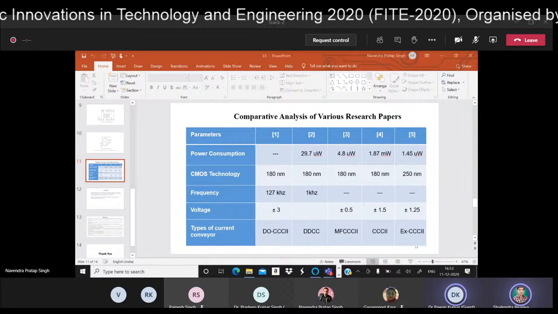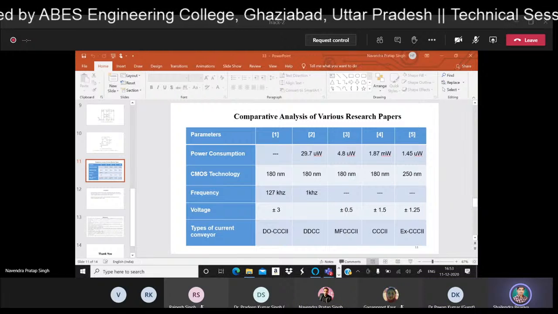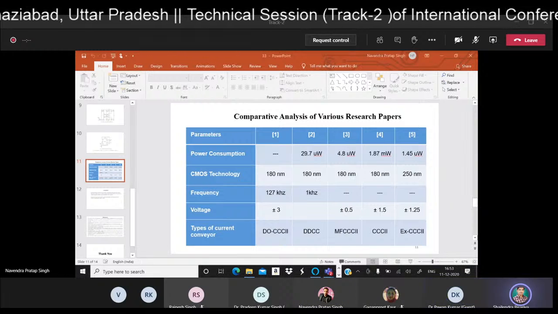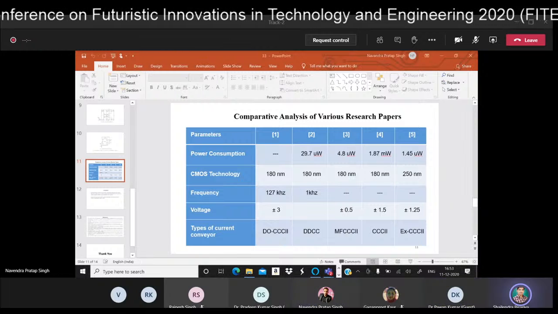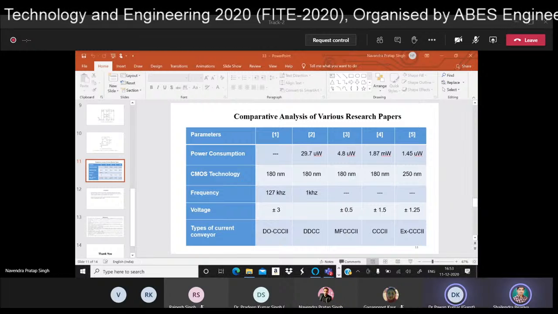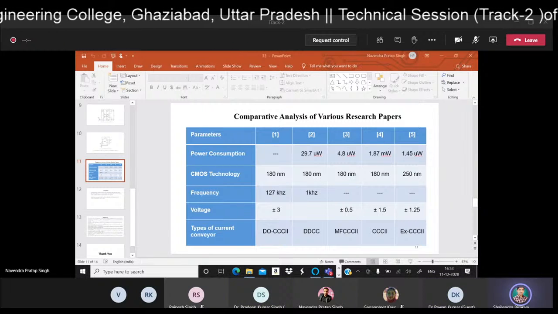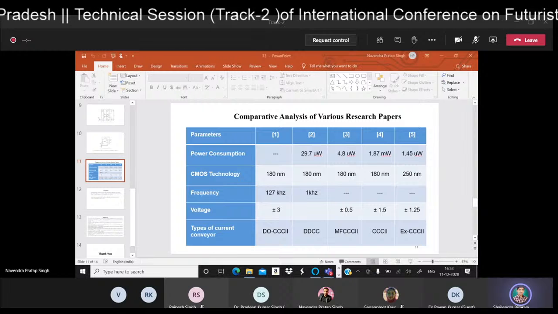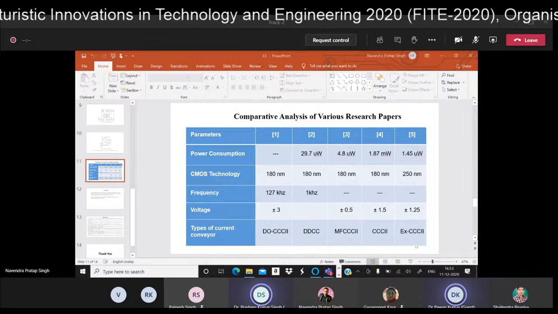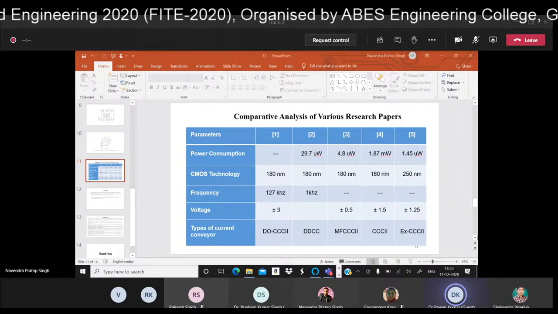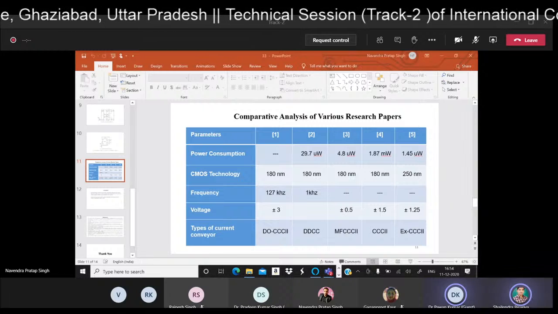So actually the ultimate aim is to design the latest multifunction filter, and that work has also been done by my students, and they will present that paper very soon. We have also derived the results for the latest technology. This is the purpose basically. Means you are stating here that in reference 1, the CMOS technology used included 180 nanometers. Yes, sir.